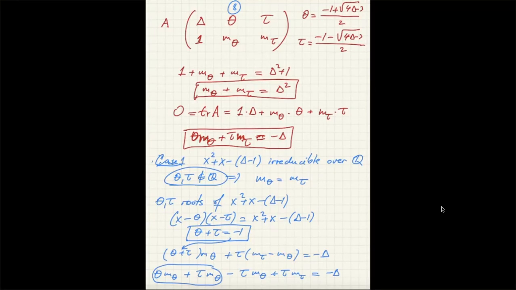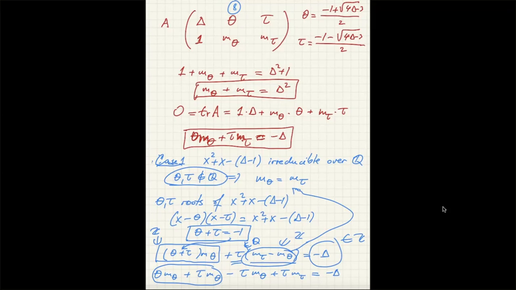Okay, so what do we have? On the right-hand side, we have an integer number. On the left-hand side, we have the sum of two expressions, but the first expression is m theta times minus 1, so that's also an integer. And we have tau times m theta minus m tau. M theta minus m tau is an integer, but tau is not rational. So the only way this expression makes sense is if the coefficient in front of the irrational number is 0, and that implies that m theta minus m tau is 0, so the multiplicities are equal. Okay, so all this work to get this part.